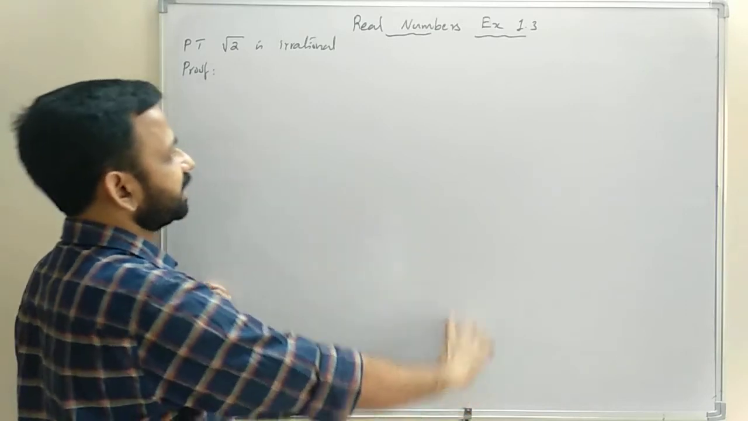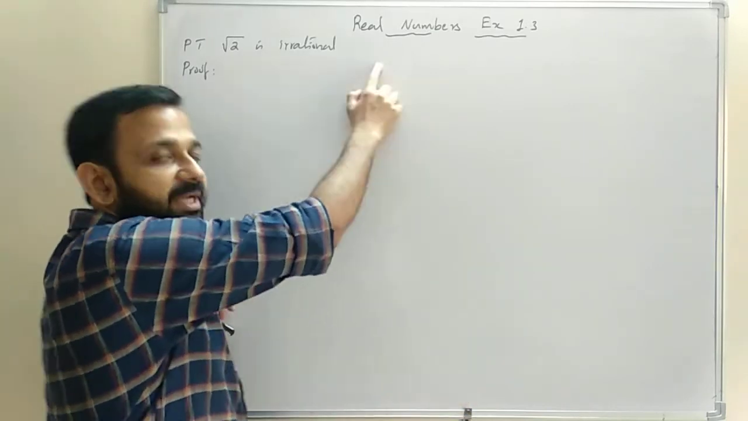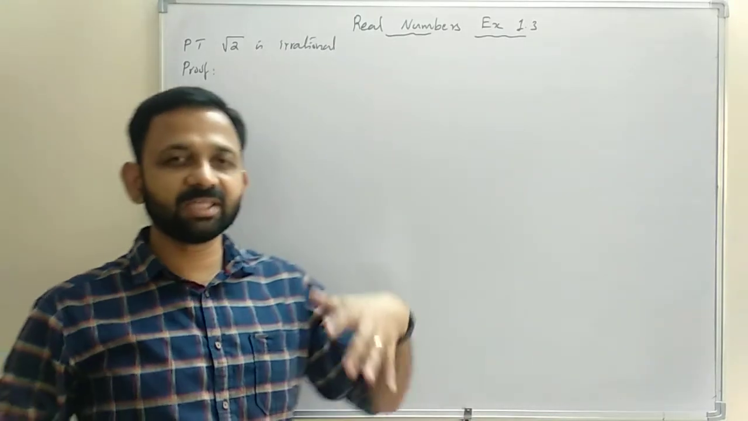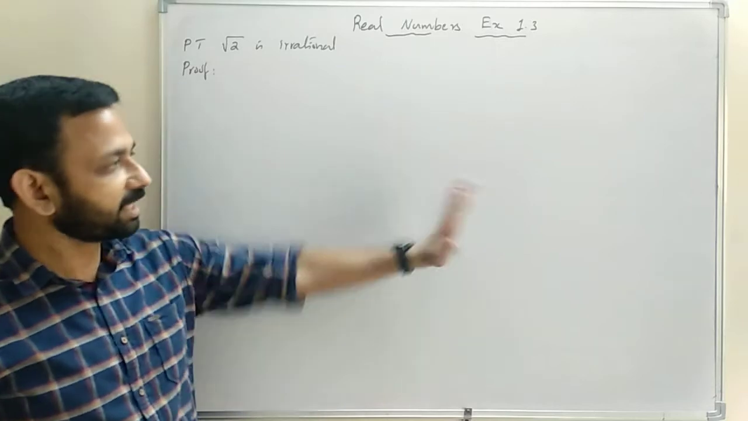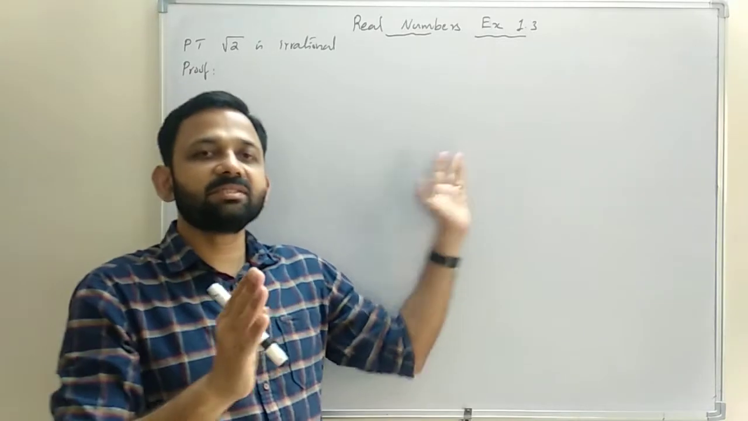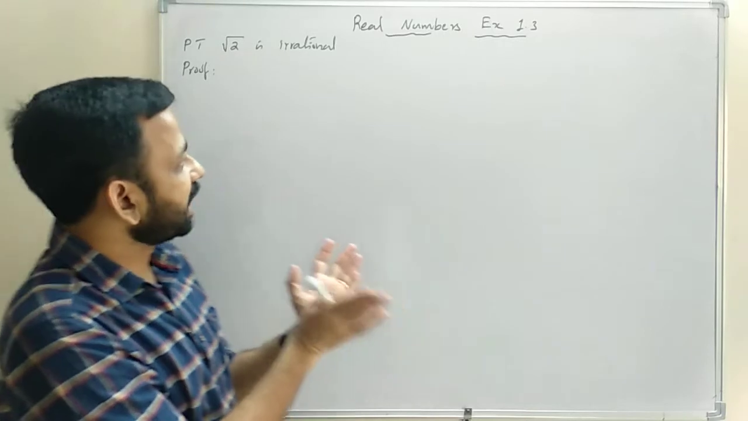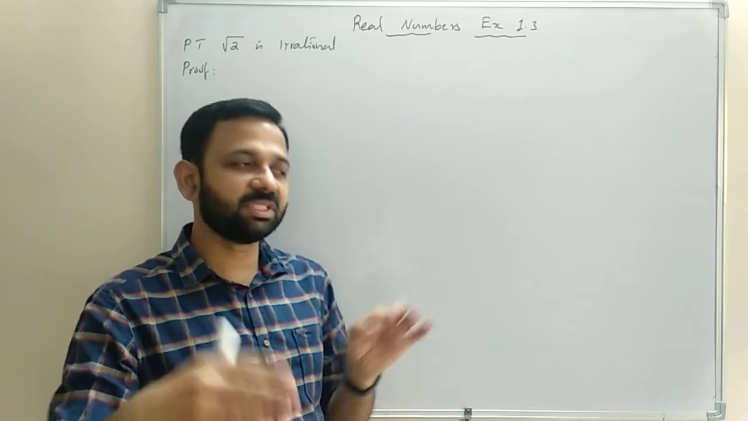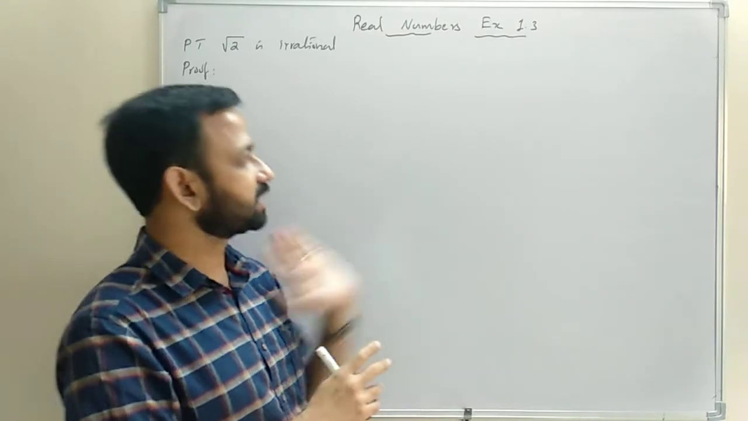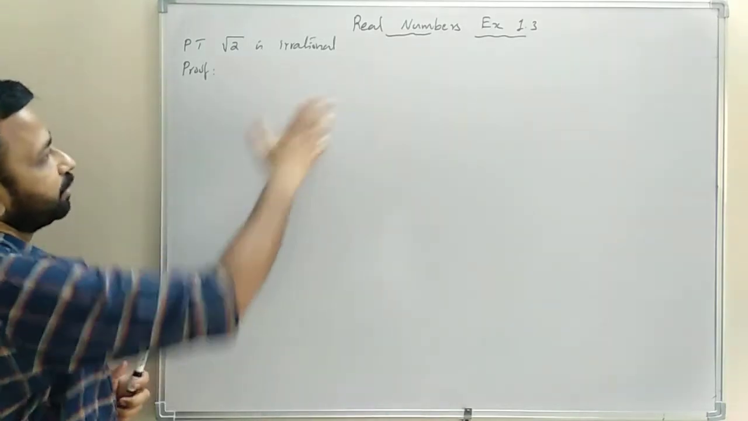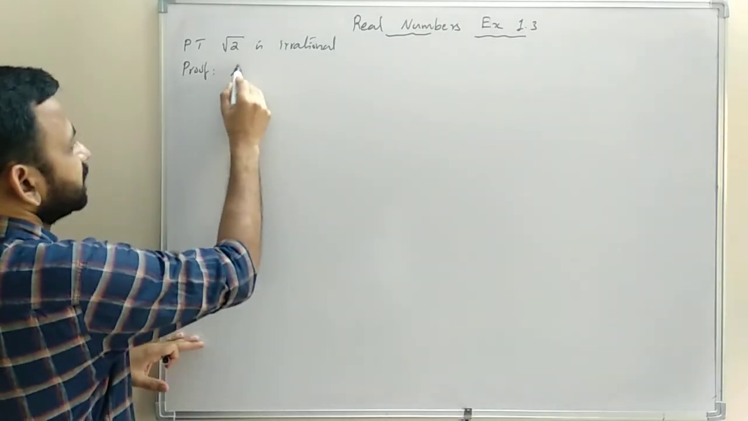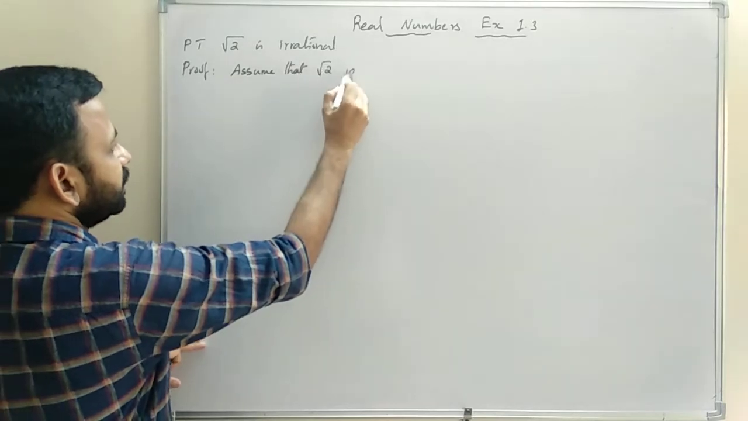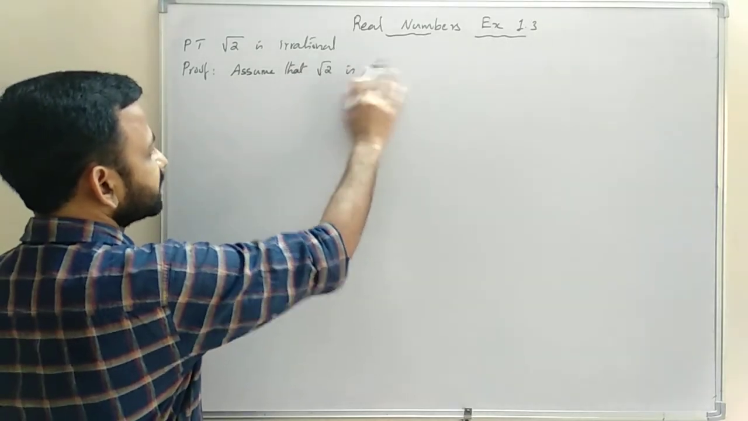So the reason we are getting a contradiction is not the steps, which are correct. If you get a contradiction, that means our assumption is wrong. Our assumption is that root 2 is a rational number. If that statement is wrong, then root 2 is an irrational number, because real numbers have only two categories, rational or irrational. If it is not rational, then it is irrational. So that is the method. First we are going to write the assumption. Assume that root 2 is a rational number.